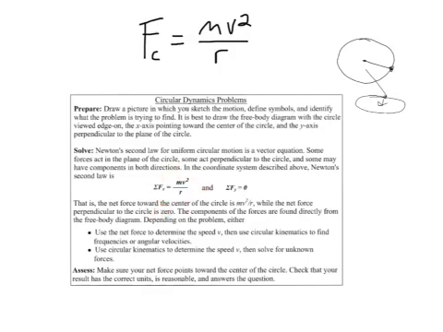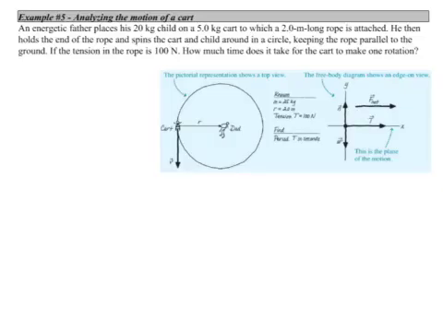So the important thing that we do is we make sure that the net force toward the center of the circle is mv squared over r, while the net force perpendicular to the circle is 0. The components of the forces are found directly from a free body diagram, and depending on the problem, we'll either use that net force to find the speed, then use kinematics to find frequencies or angular velocities, and then use circular kinematics to determine the speed, then solve for unknown forces.